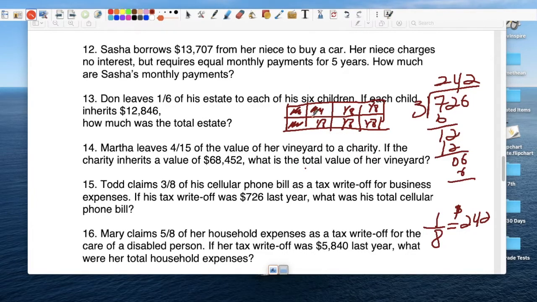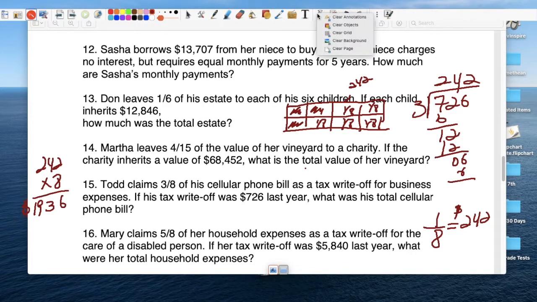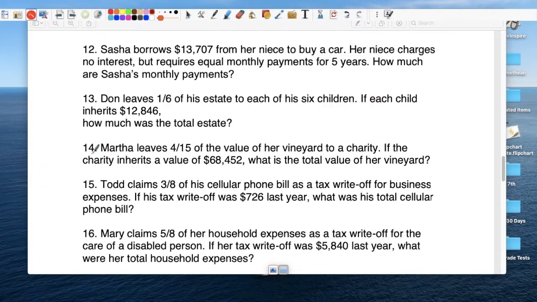Well, the phone bill is all these 1/8 parts added up together, and we know that each 1/8 is $242, and there are 8 of them, so 242 times 8 is $1,936. That was his total phone bill last year. Okay, seems like a lot. Okay, continuing. Mary claims again. So again, you see that these types of problems are a little bit repetitive.